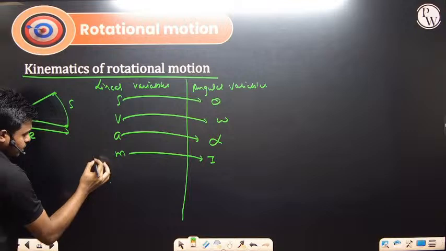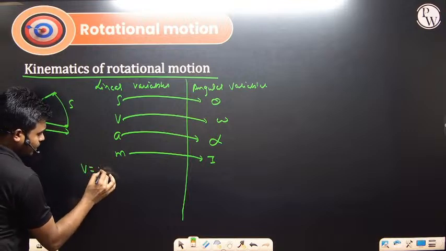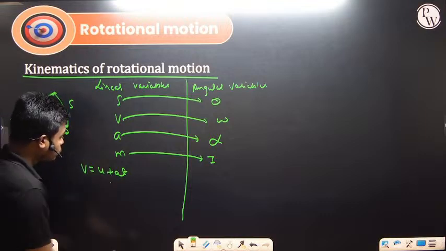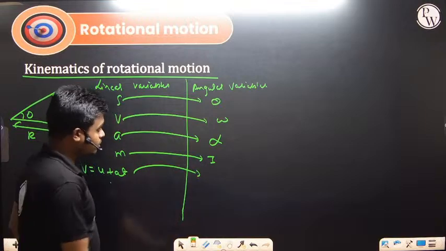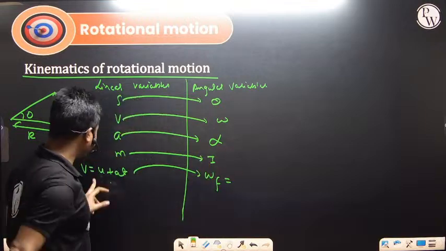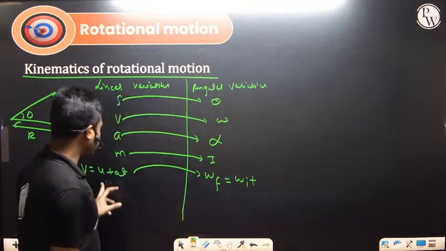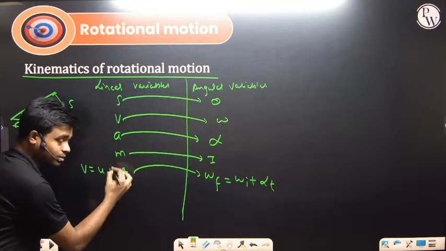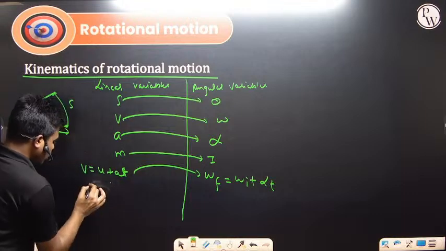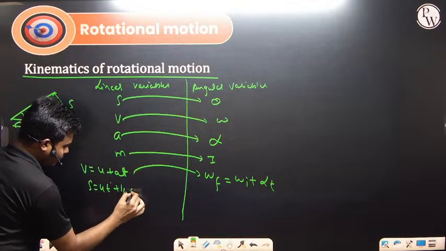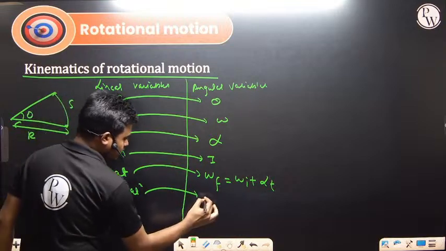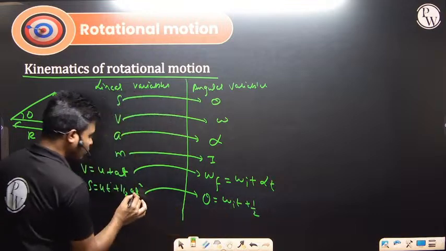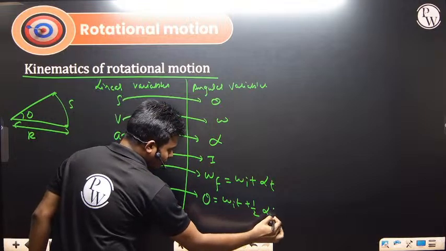Now we'll be using the equations of motion we have in kinematics. v equals u plus at, where v is the final velocity, u is the initial velocity, a is the acceleration, t is the time. Corresponding, what is v? Final angular velocity, and what is u? Initial angular velocity, plus a becomes alpha, and time will be the same. Next, s equals ut plus half at square. Corresponding, theta equals omega initial t plus half alpha t square.